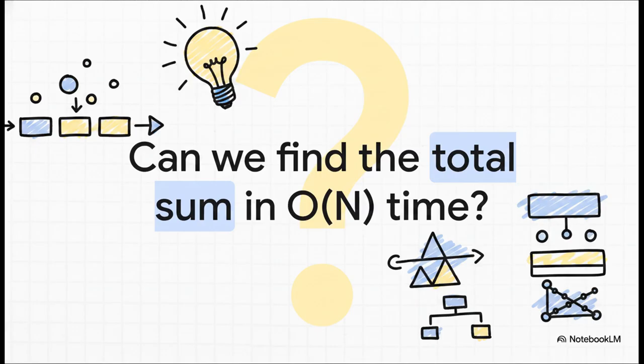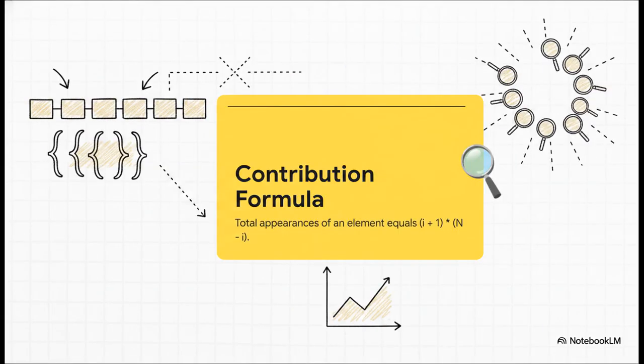Your code is still going to time out. So the real question is, can we do this in O of n time without actually generating a single subarray? Yes, we can, and it requires a total shift in how you look at the problem. Instead of calculating things subarray by subarray, we calculate how many times each individual element contributes to the final total.